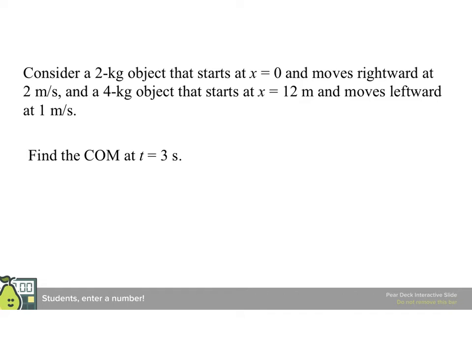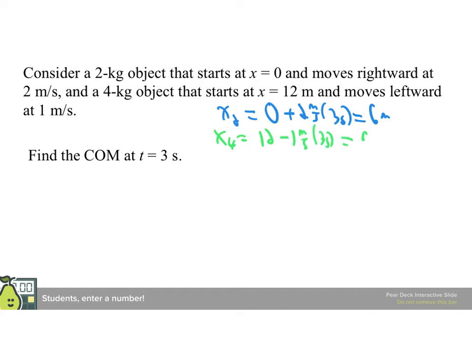Same setup. Now we want to figure out where the center of mass is at 3 seconds. So we need to figure out their positions. Let's say the 2 kilogram object starts at 0, and gains 2 meters per second for 3 seconds, so it's at 6 meters. And the 4 kilogram object starts at 12 and loses 1 meter per second for 3 seconds, so it ends at 9.